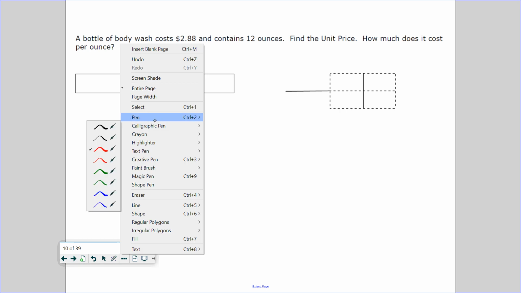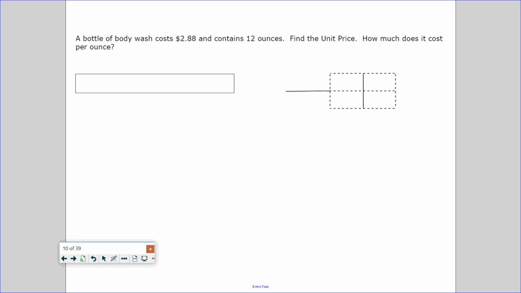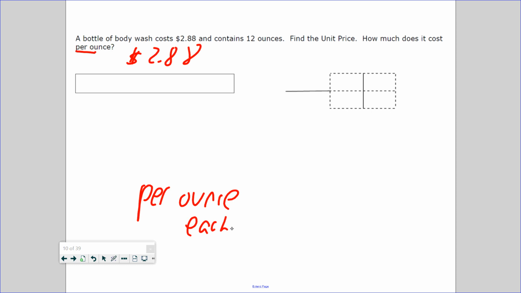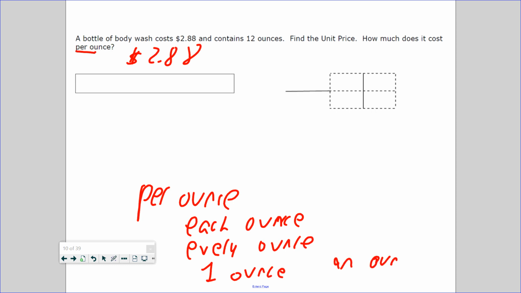A bottle of body wash. So you may want to pause it and work on this one to see if you can do it without my help, or you can go along. A bottle of body wash costs $2.88. It contains 12 ounces. Find the unit price. So in other words, how much does it cost per ounce? When it says per ounce, what does that mean to you? Each ounce, every ounce, 1 ounce, or an ounce.